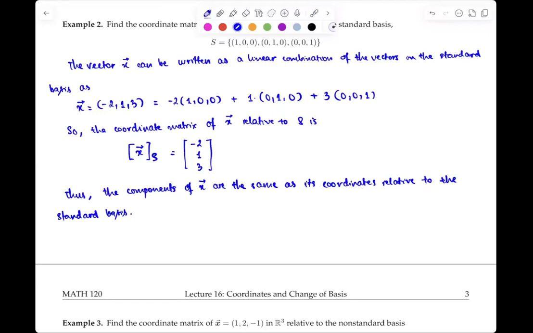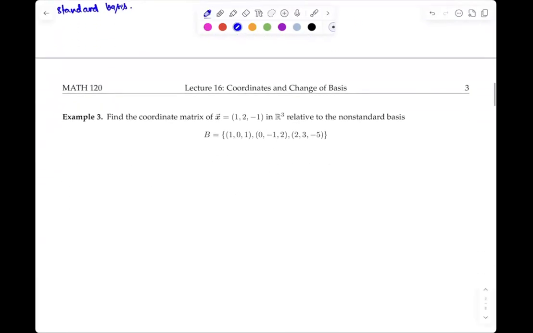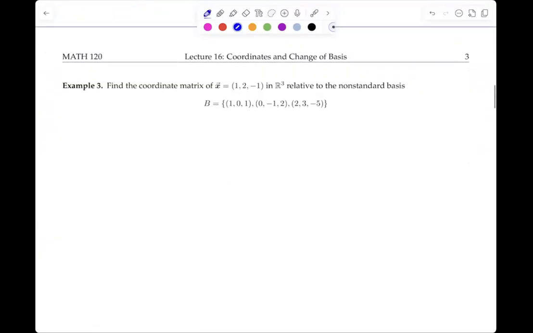Okay, so let's move on to example 3. You want to find the coordinate matrix of x equal to (1, 2, -1) in R3 relative to the non-standard basis B of (1, 0, 1), (0, -1, 2), and (2, 3, -5). So you're going to set up the three vectors in B. I'm going to call this vector v1, this is vector v2, and this is vector v3.